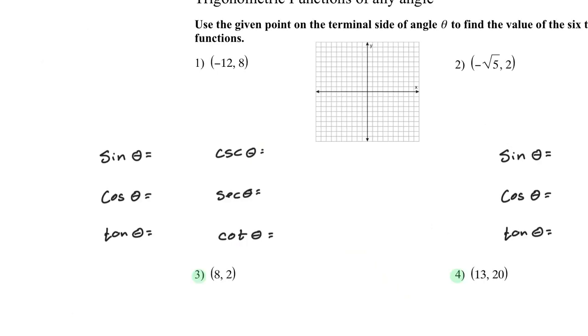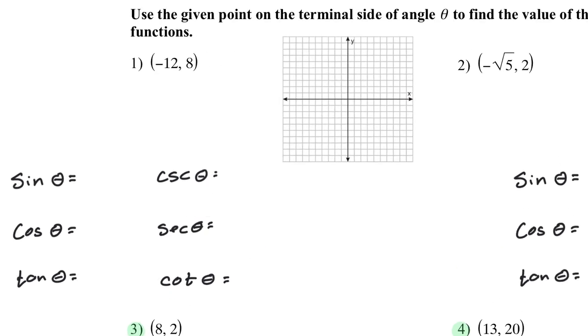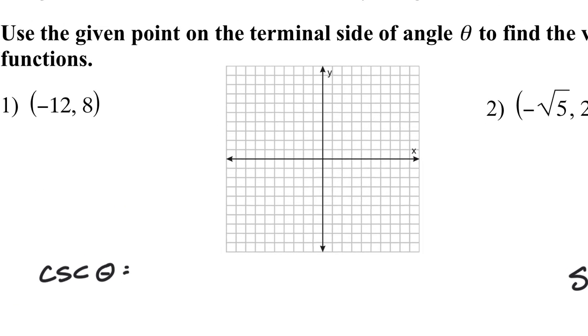I have negative 12 and 8. If you want to start, start by marking that point. So negative 12. In this case, I'm going to use this 2 by 2. So this is going to be 2, 4, 8, 10, negative 12, and then 8 up: 1, 2, 3, 4, 5, 6, 7, 8. That is the point right there. So I can draw my triangle right here. This is negative 12. This is 8. Again, theta is going to be down here.